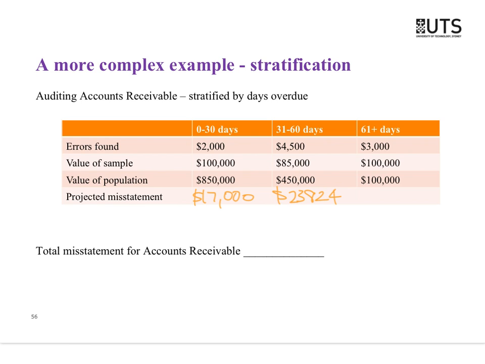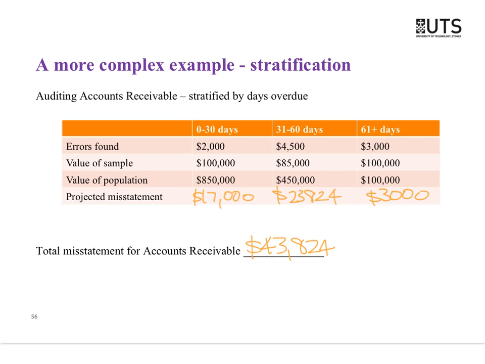Oh, and what you'll notice in number 3, the value of the sample is the same as the value of the population. So I've tested the entire population. So my misstatement is going to be 3,000. All right, so if I add all those up, 3,000 plus 23,824 plus 17,000 is 43,824.